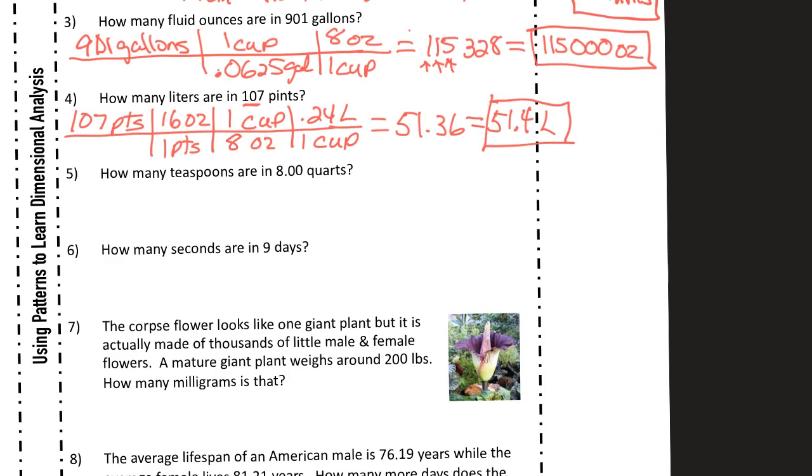Now we've got how many teaspoons are in 8.00 quarts. So I'm going to jump over here. That one. 0.005 quarts.